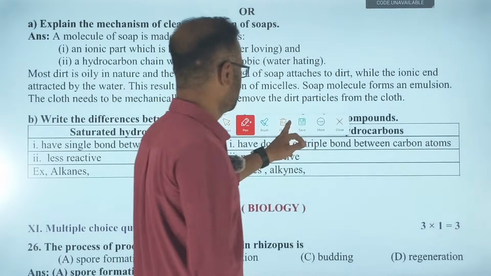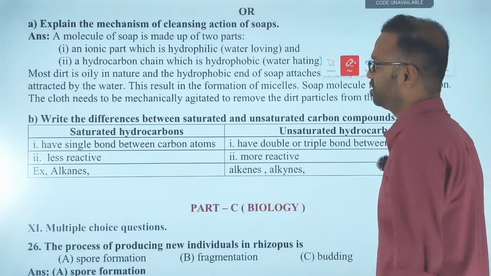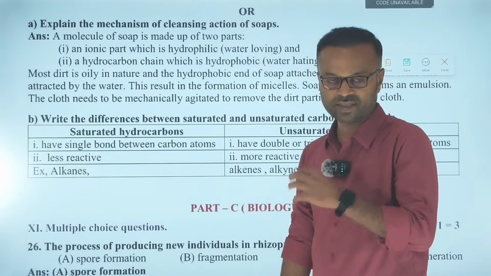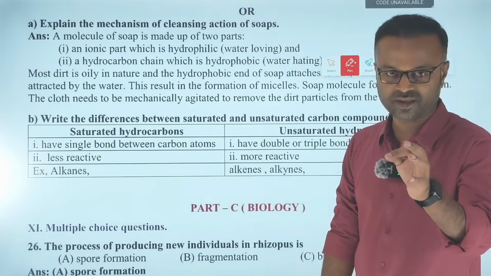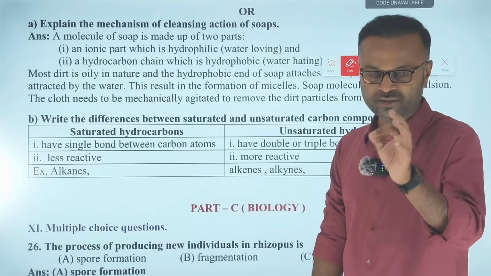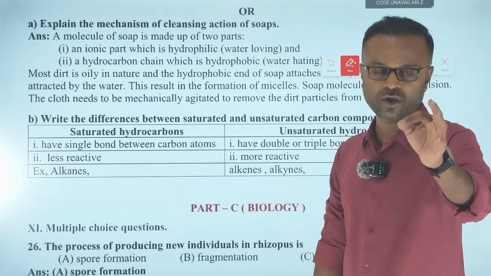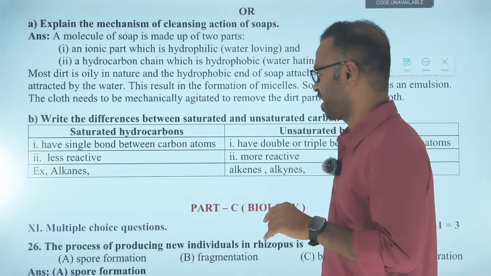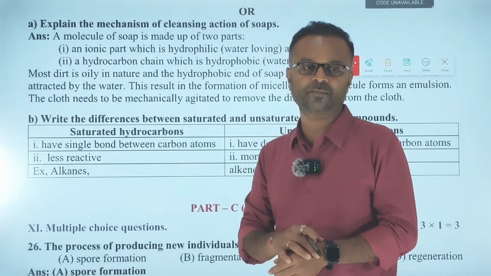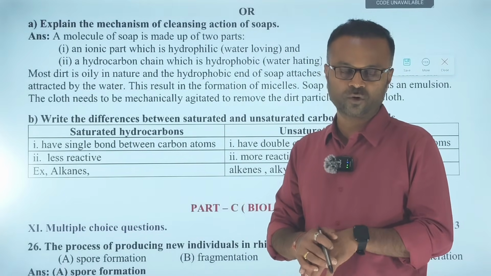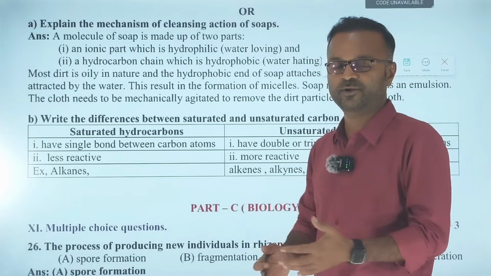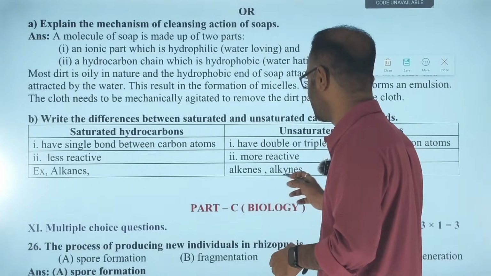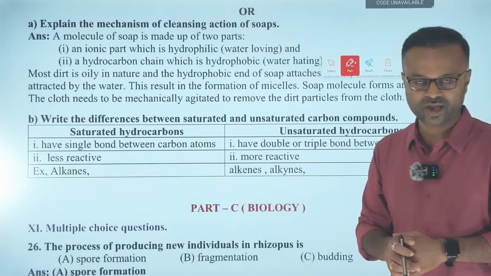Now, last question, that is the sub question in the OR option, that is write the difference between saturated and unsaturated hydrocarbon compounds. Saturated hydrocarbon compounds form the single bond between the carbon and carbon atoms. Unsaturated hydrocarbon compounds form double or triple bonds. One difference. Second difference, definitely saturated hydrocarbon compounds are bonded with the 4 bonds of the carbon, so they are less reactive. Unsaturated are more reactive. Example, alkenes and alkynes for the unsaturated hydrocarbon compounds.